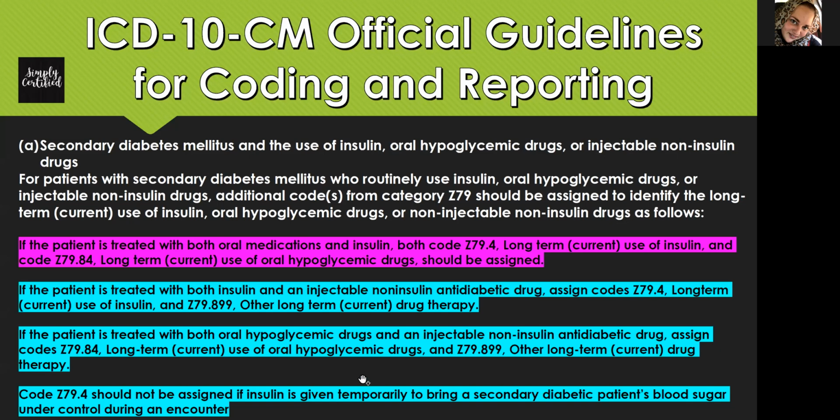And here's some more repetition about secondary diabetes mellitus, when someone's using insulin, oral hypoglycemic drugs, and injectable non-insulin drugs, it's the same thing. So it doesn't matter what kind of diabetes a person has, right? With the exception of type 1, and I will explain that later. But as far as type 2 diabetes and all of the other types of diabetes, when they're taking some kind of medication, you're going to code it. Whether it's 1 or 2 or 3 different types, you're going to code them all.